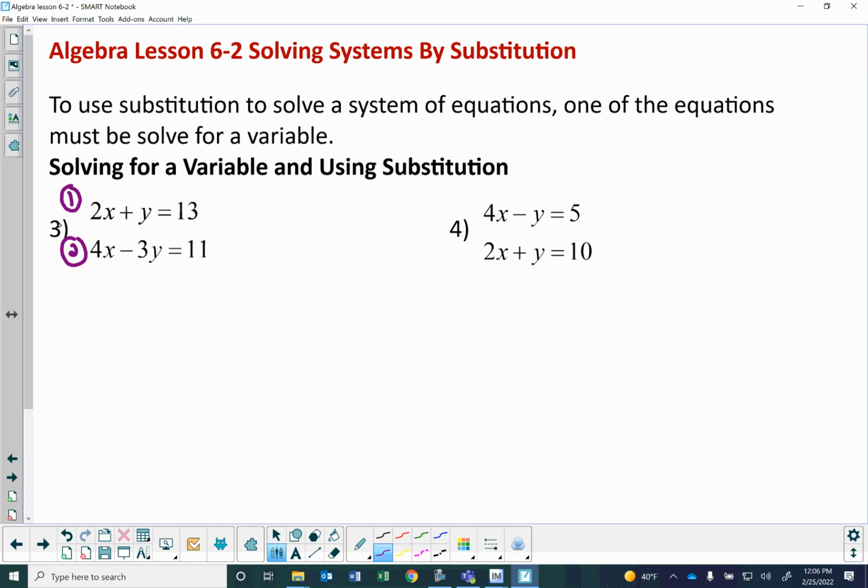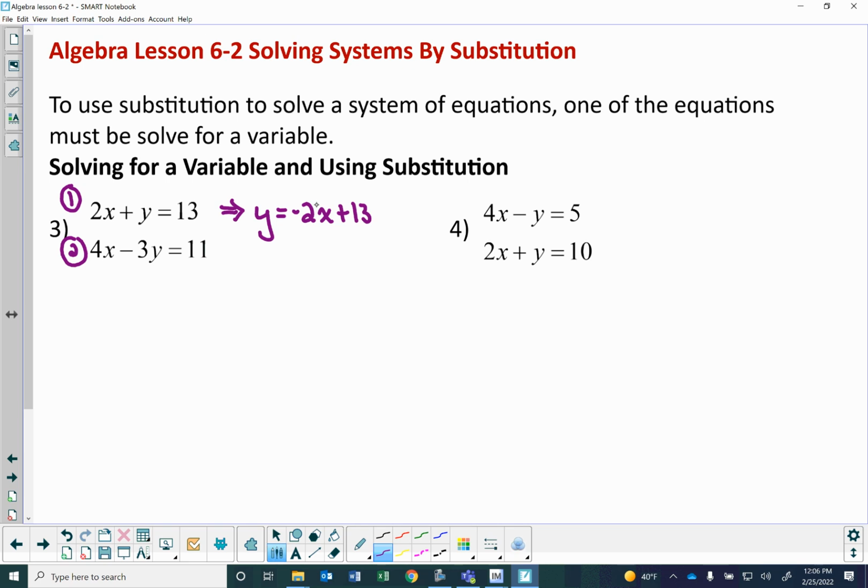If I look at equation 1, I can see that 2x plus y equals 13. In this equation, there is no coefficient in front of y. Since there is no coefficient in front of y, it is going to be much easier for me to solve that equation for y than it would be to solve it for x, or to solve for either variable in equation 2. So since equation 1 is already in a good position to solve for y, I'm just going to subtract 2x, so y will equal negative 2x plus 13.